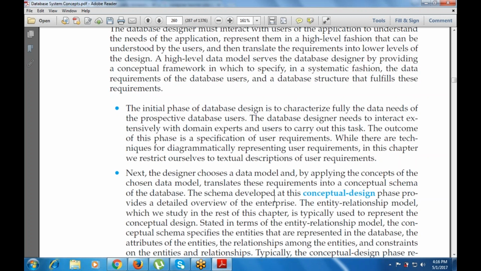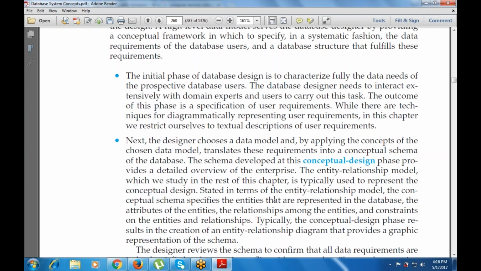The schema developed at this conceptual design phase provides a detailed overview of the enterprise. The ER model, that is the entity relationship model, which we study in the rest of the chapter, is typically used to represent the conceptual design. Stated in terms of the ER model, the conceptual schema specifies the entities that are represented in the database, the attributes of the entities, and the relationships among the entities. The conceptual design phase typically results in the creation of an ER diagram that provides a graphic representation of the schema.